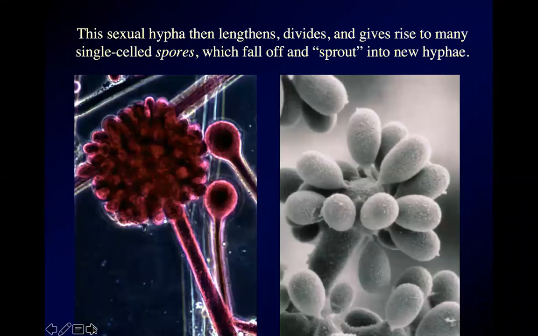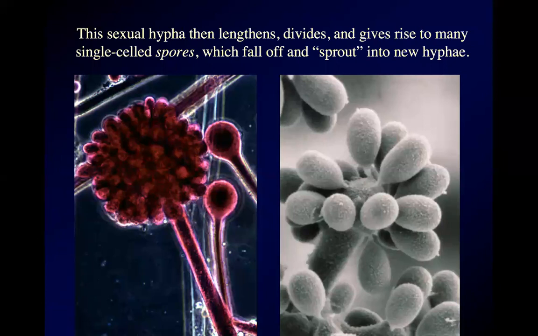They create a new hypha that has DNA from both parents mixed together. And that new hypha grows up and it buds off little single-celled things called spores that fall off and will eventually sprout into new hyphae that contain genetic material from both parents. So on the left, that thing that looks like a pom-pom on a stick, that stick is the sexual hypha that contains DNA from two different fungi.